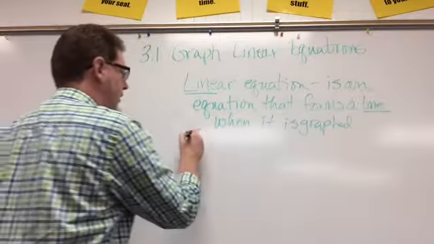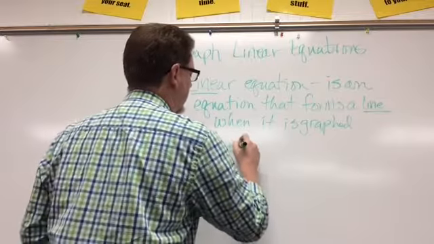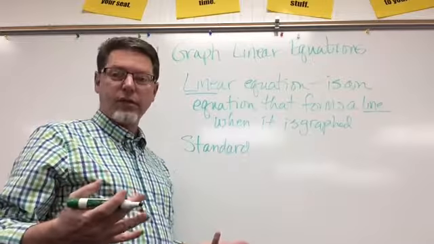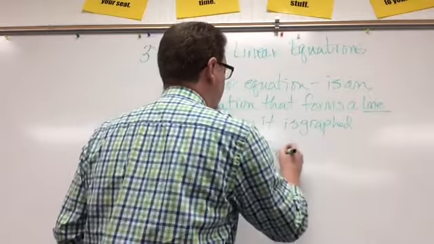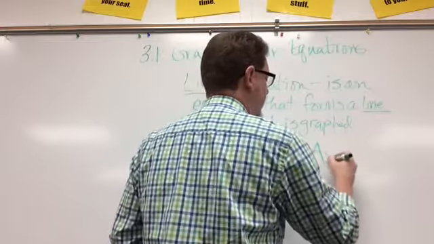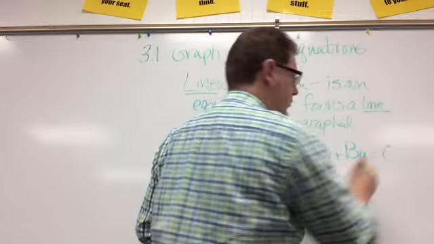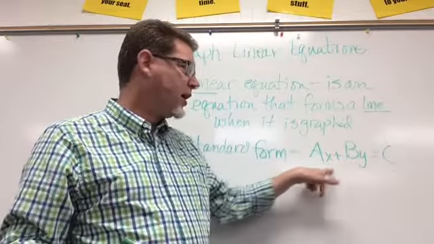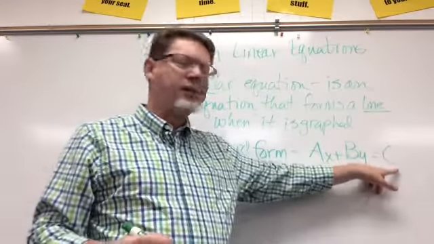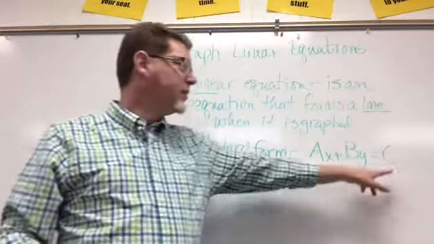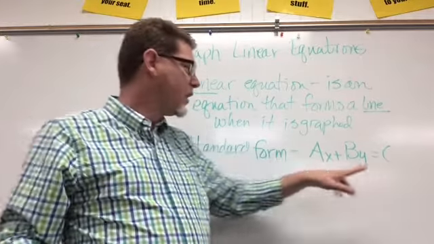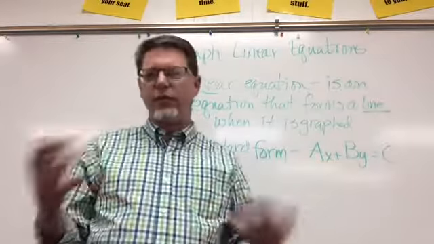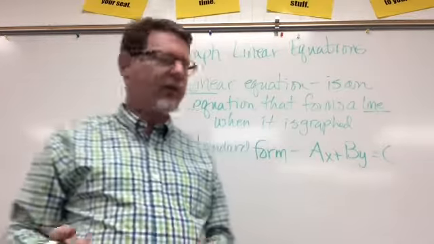Okay? Linear equations can be written in several different forms. Standard form of a linear equation is ax plus by equals c, where the x and the y are a point on the line. A, b, and c are numbers. C would be a constant, doesn't have a variable with it. But a and b are also coefficients of the x and y that help you figure out slope and y-intercept and all that kind of stuff. Okay, so that's standard form.